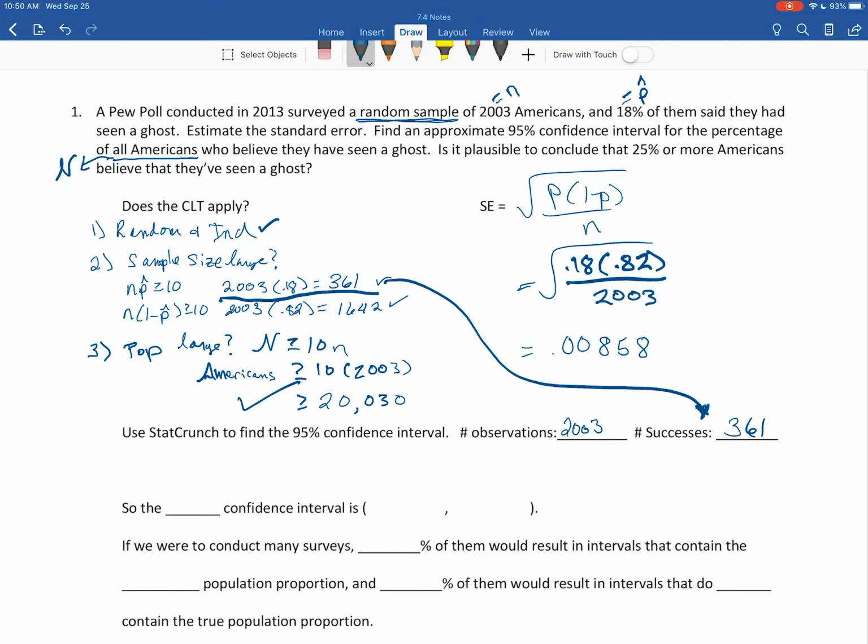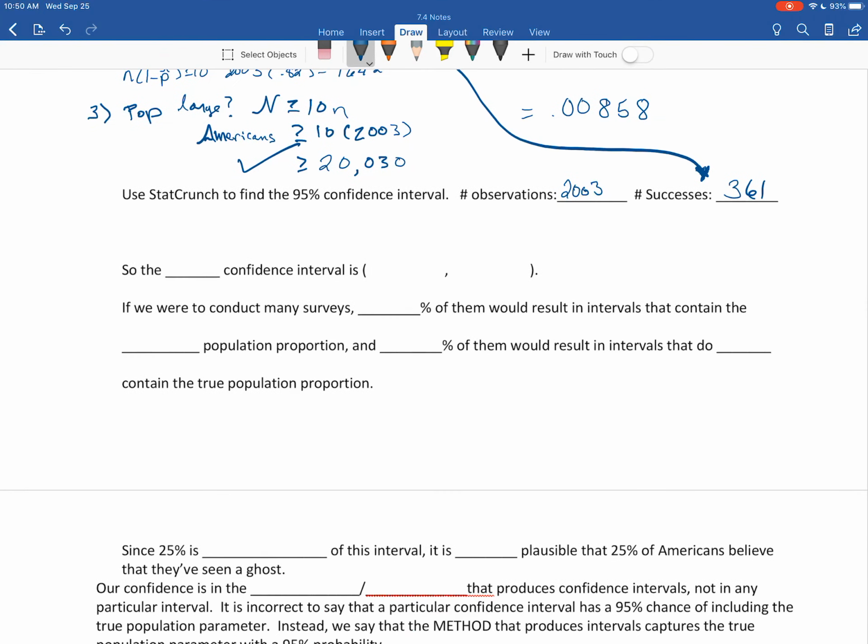So we can flip back over here now and say that our 95% confidence interval is from that lower limit, which, if I make it into a percentage form, was about 16.3%, and our upper limit in percentage form was about 19.7%. Okay, so this tells us a few different things.